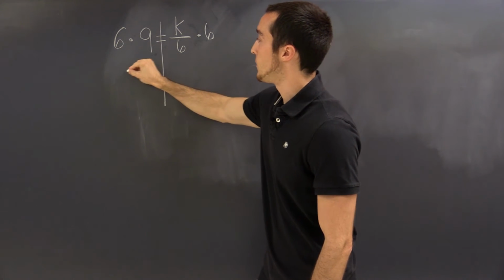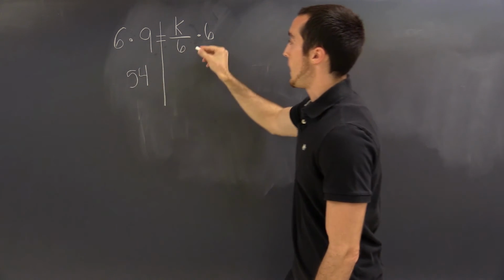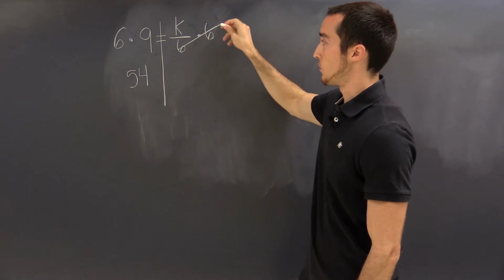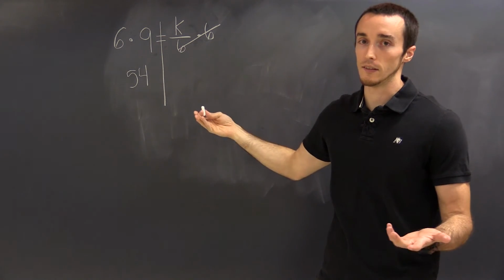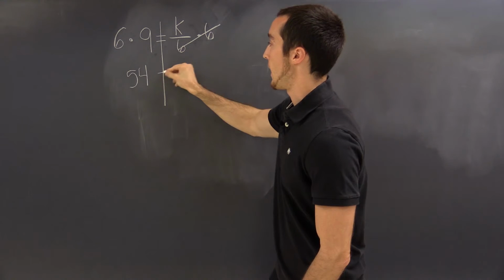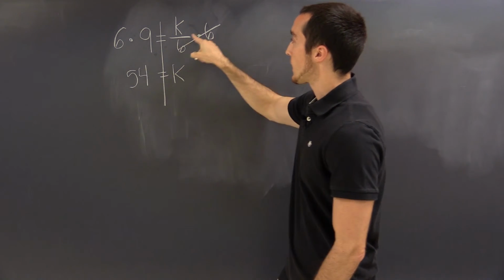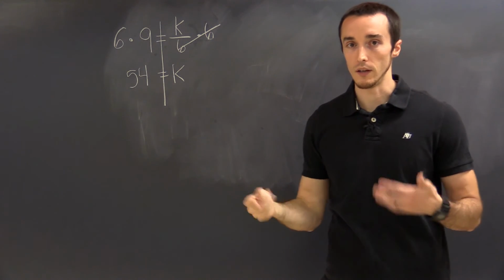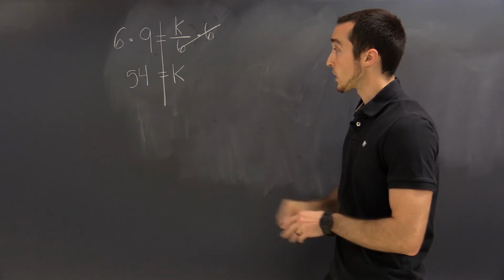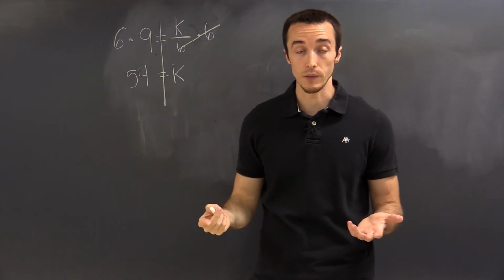6 times 9 is 54. And these 6's cancel, again, because 6 divided by 6 is 1, and 1 times k is k. So anytime you have the same number in the numerator and denominator, you can cancel them. So here's my final answer, k equals 54.